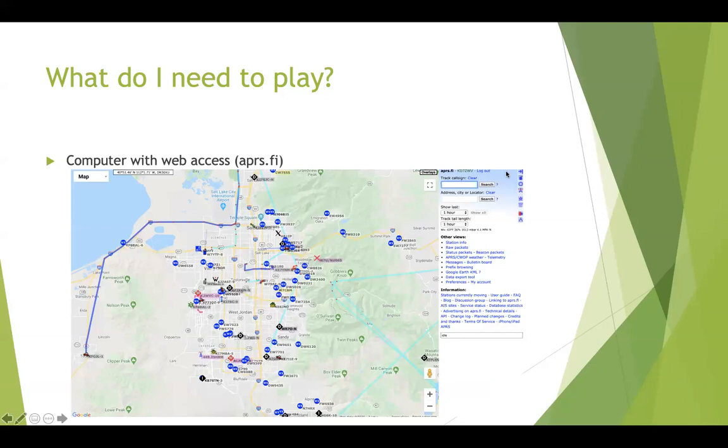So I mentioned a computer with web access. This is a picture of the Salt Lake Valley from about an hour and a half ago, maybe 2 hours ago, that is on the APRS.fi website. .fi is Finland, and the owner and operator of this site, Hesu, is a Finn and lives in Finland and runs the site from there. But it's, again, worldwide, so you can pick up everything that's running right here.